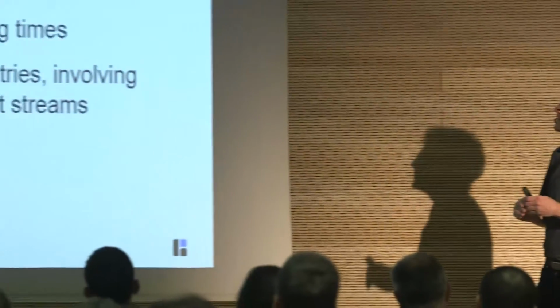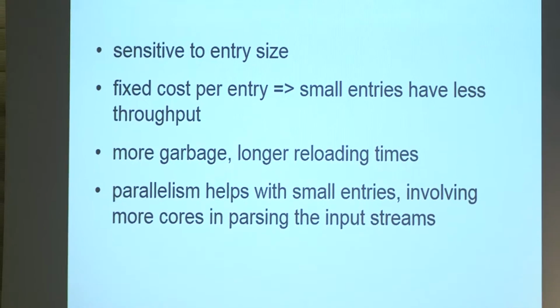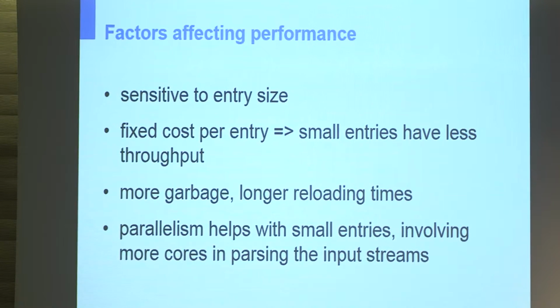These are some factors to consider which affect performance. It's not trivial to find the best level of parallelism which brings out the best performance. The whole system is quite sensitive to the size of your entry, because there is a fixed cost per entry, per key value pair that you have to pay. It doesn't matter how big it is. It's always the same cost.